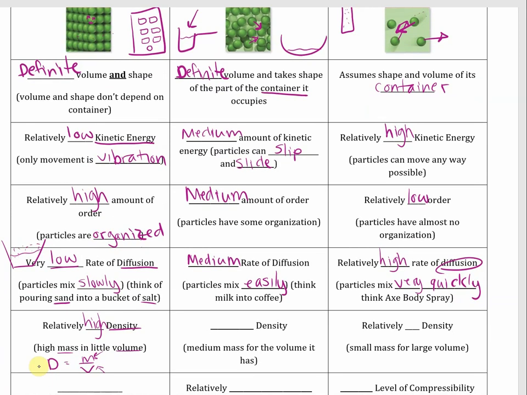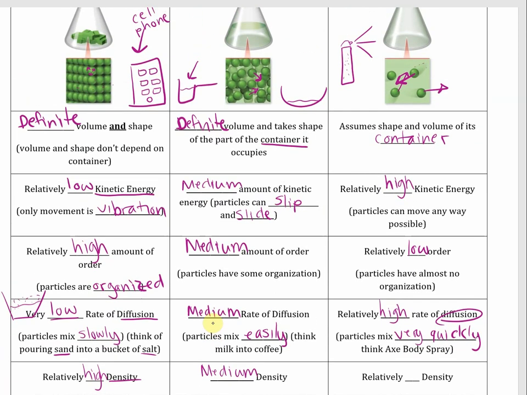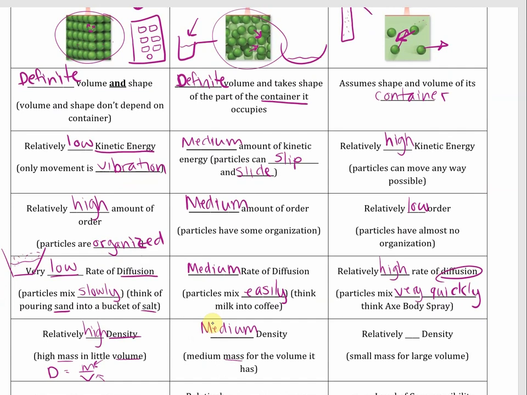Your liquids have, once again, a medium density. They have a medium mass for the volume they're in. Looking at our picture, they're a little more spread out. There are tons of particles in our solid. There are a medium number of particles in our liquid taking up the same amount of space. So a little less mass in the same amount of volume. And then your gases have a very small mass in their large volume. They have a relatively low density.